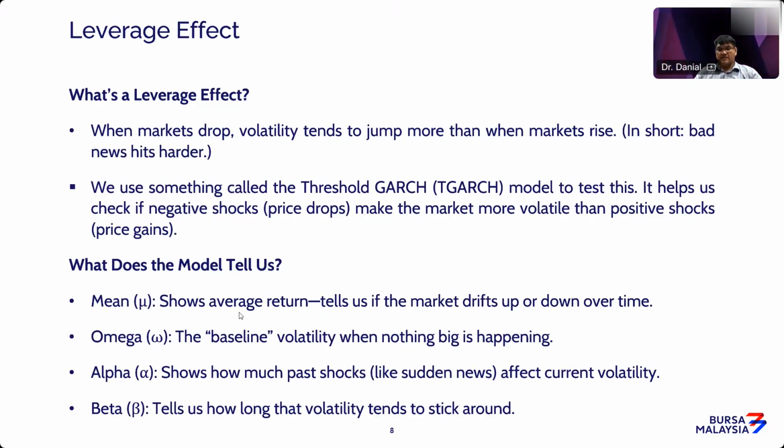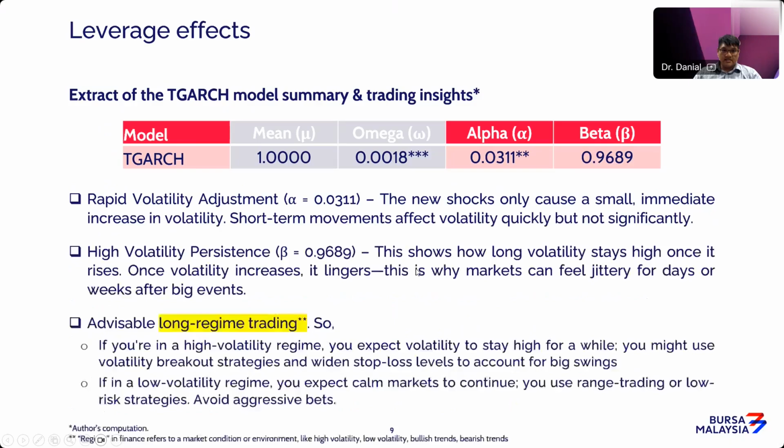Mean shows us the average return. If we are running a GARCH model, the econometrician, the statistician, doesn't really care about the mean. What we are going to see more is omega, alpha, and beta. That is something that we really want to delve into further tonight. So after we run the test, we have these coefficients: alpha is 0.0311, beta is 0.9689. The asterisk you see here is the statistical significance level.